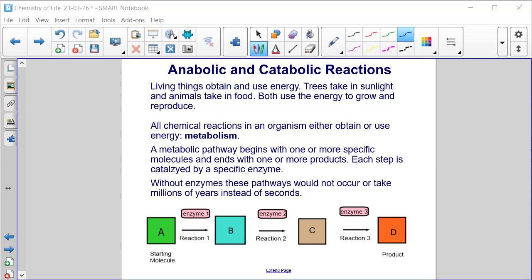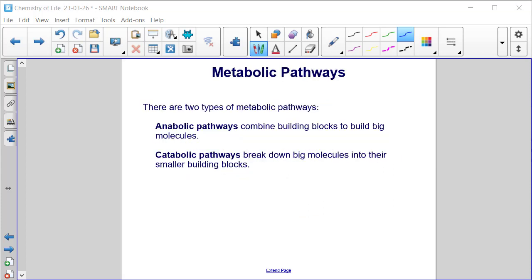A metabolic pathway begins with one or more specific molecules and ends with one or more products. Each step is catalyzed by a specific enzyme. Without enzymes, these pathways would not occur or would take millions of years instead of seconds. There are two types of metabolic pathways. Anabolic pathways combine building blocks to build big molecules. Catabolic pathways break down big molecules into their smaller building blocks.